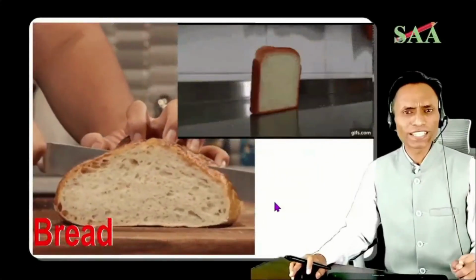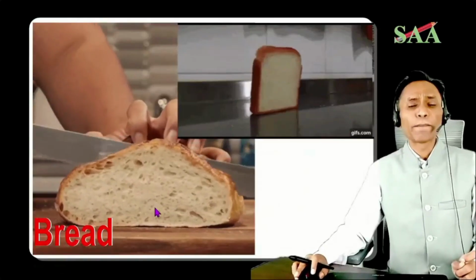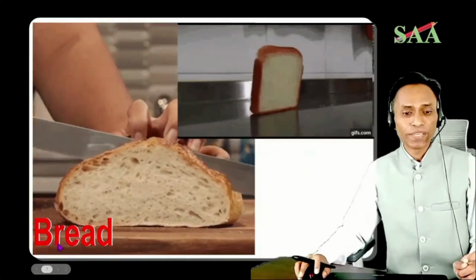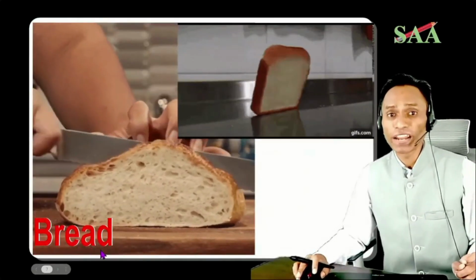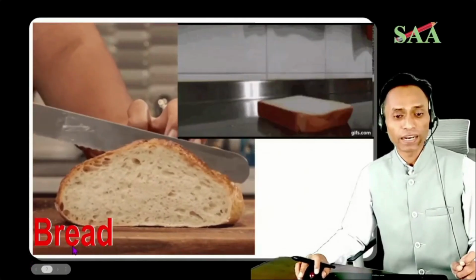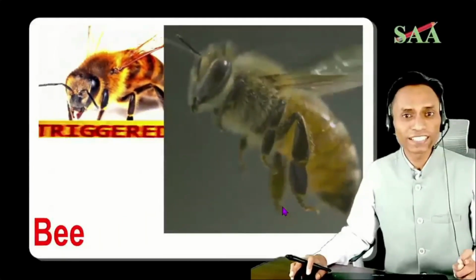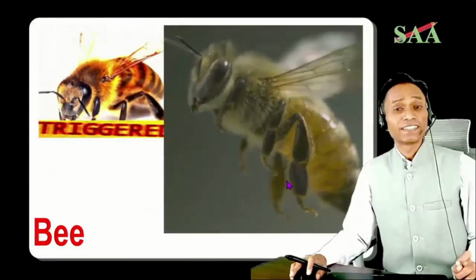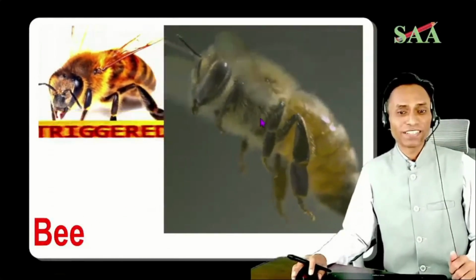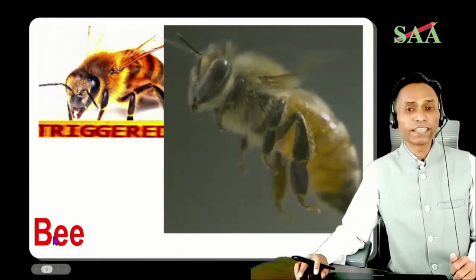Now here, what is this? Yes, this is bread, right? B-R-E-A-D, bread. Now here, what is this? Yes, this is bee, right? This is bee, B-E-E, bee.